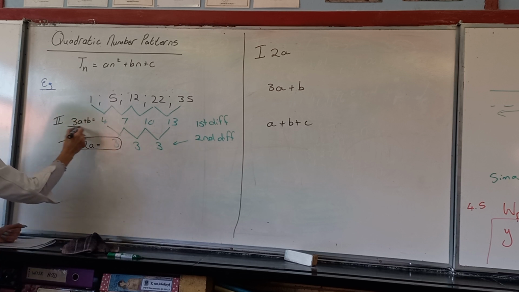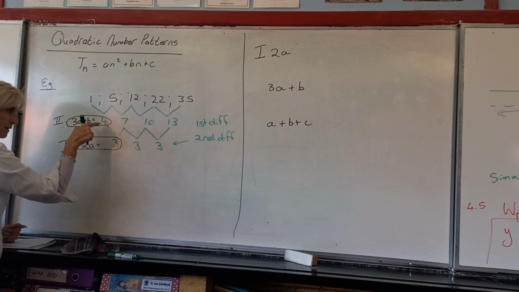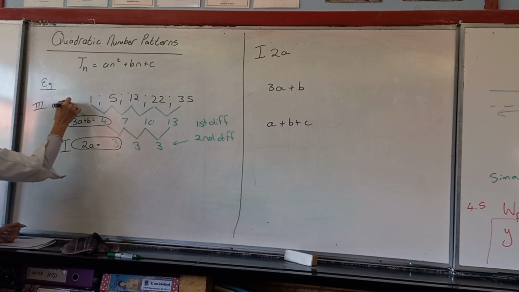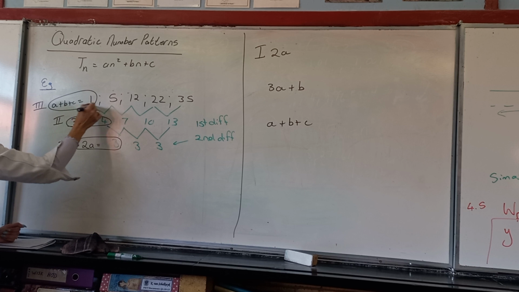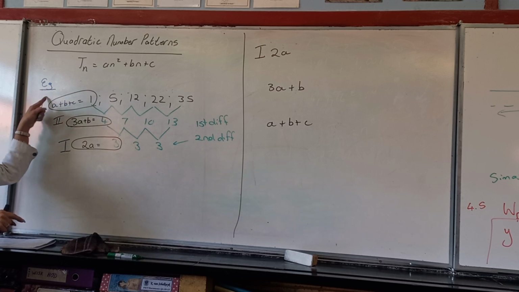b and put it equal to whatever there is. Not the 7 and the 10, whatever the first one in the second row is. Then your third step would be a plus b plus c. The formula put equal to whatever that first number in your whole pattern was. It's a formula, it's a recipe. So the steps are 1, 2, 3.